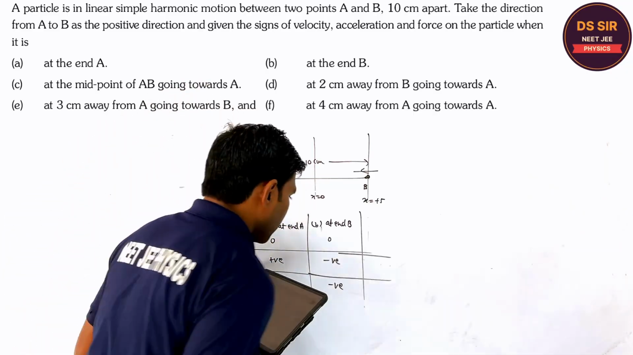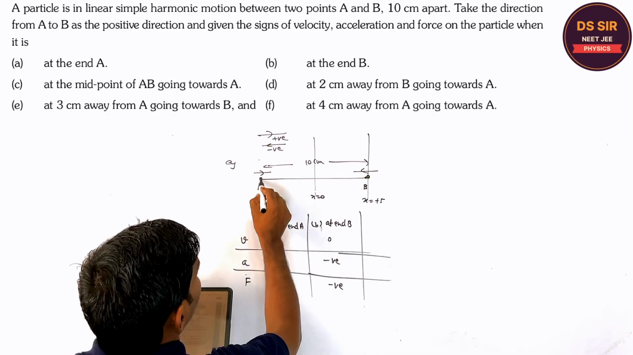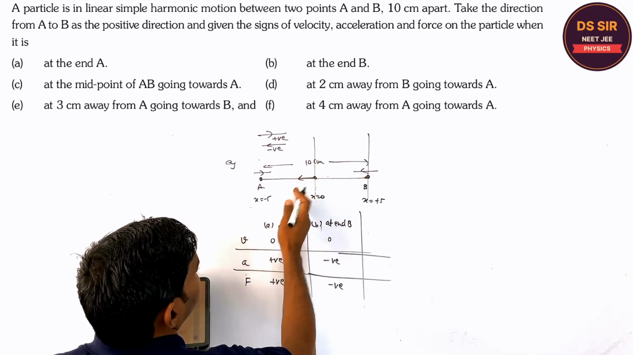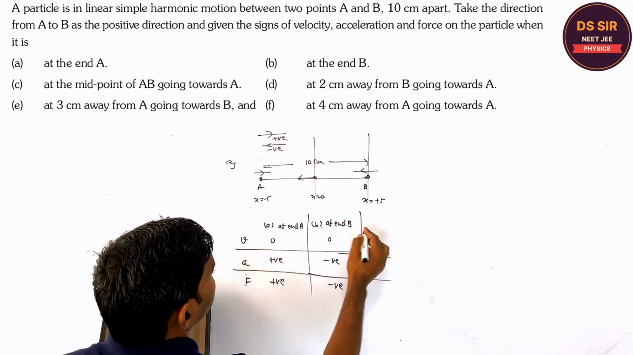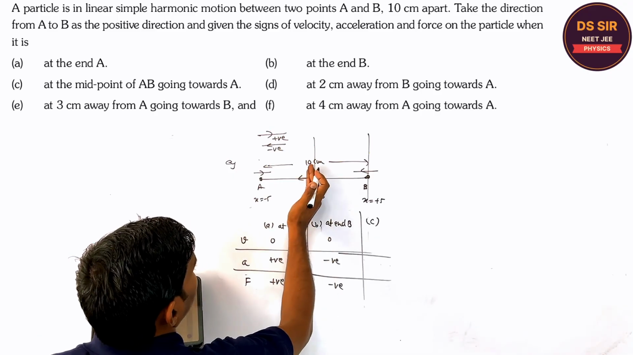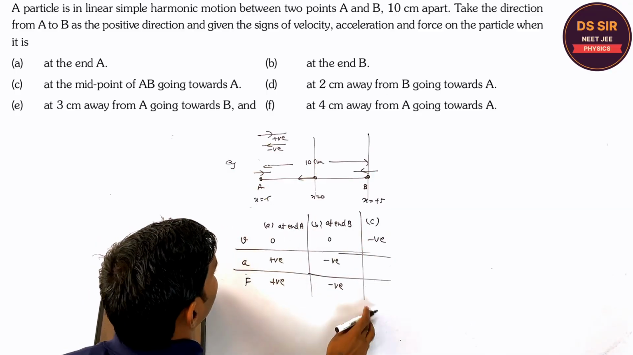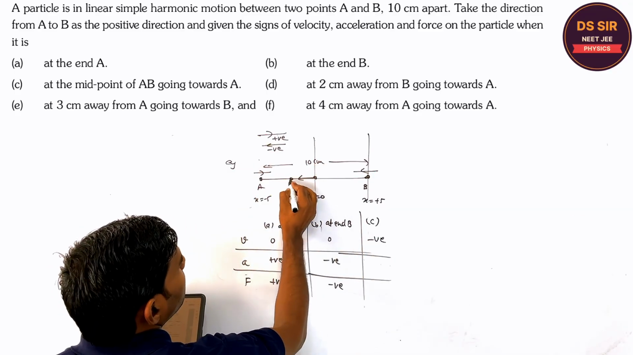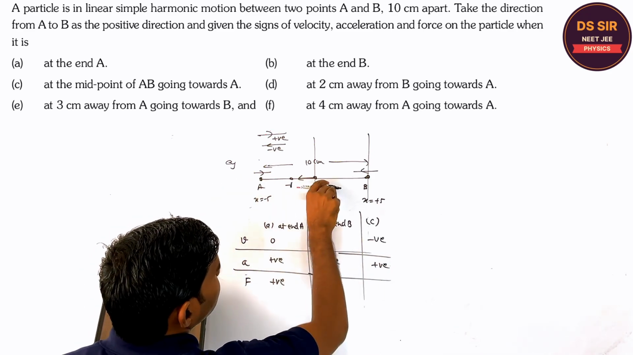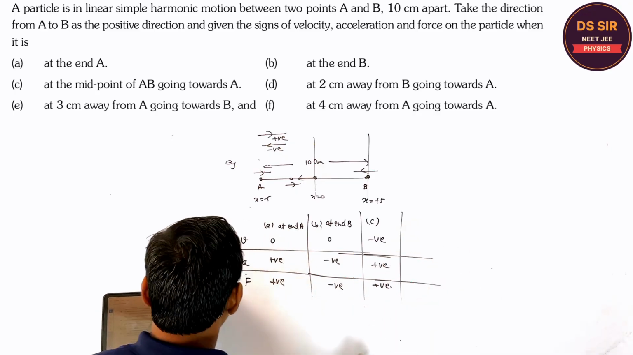Now C part. What is the C part? At the midpoint of AB, going towards A. If it is going towards A, what is the direction of velocity? Say negative. When it is moving in this direction, the oscillation is in this direction, positive. If this is the acceleration, force is also positive. Is it clear or not?